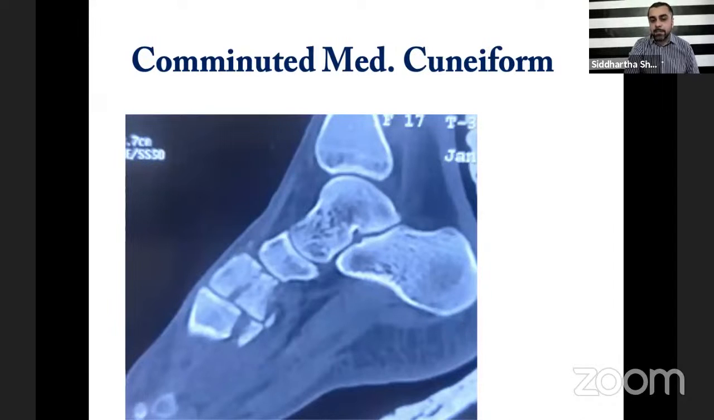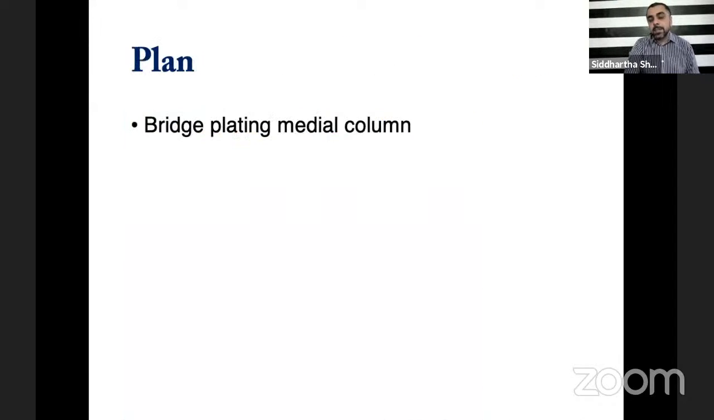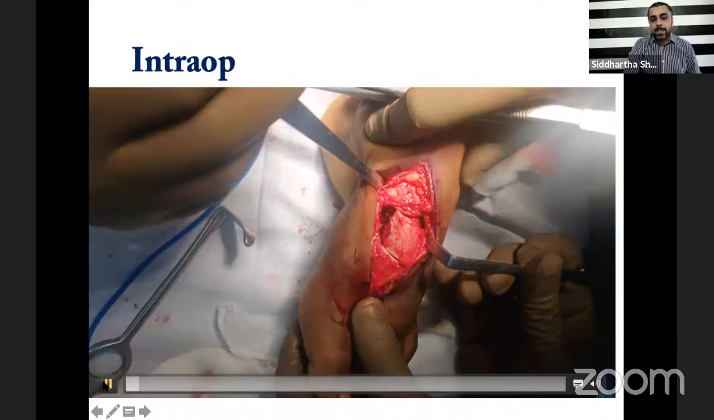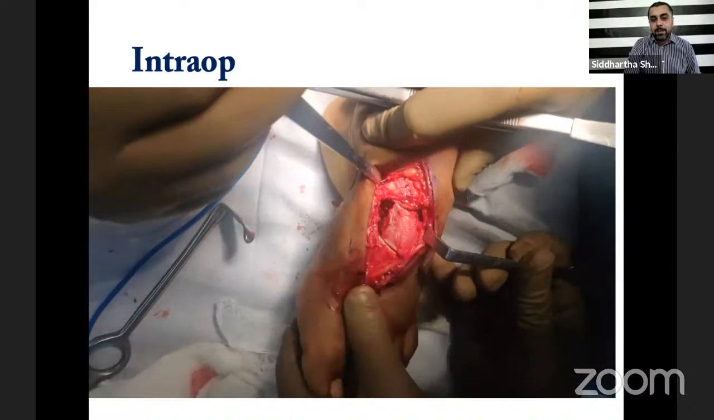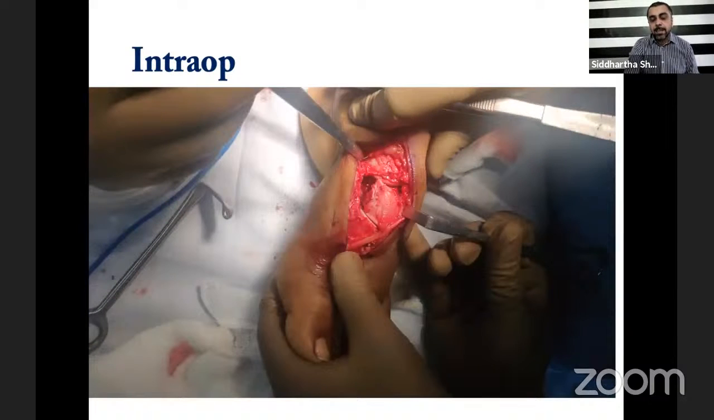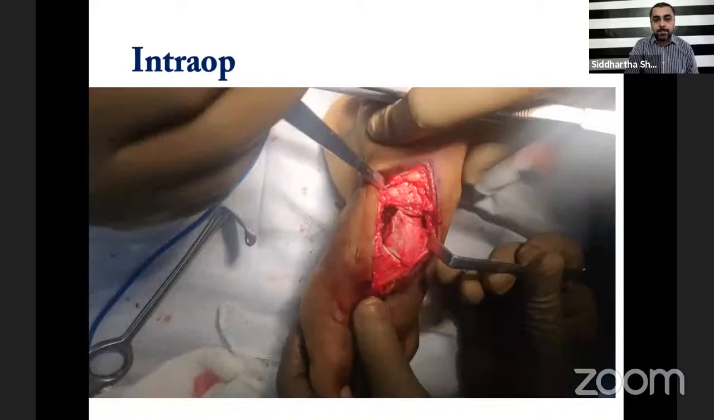And mind you, this is a very, very unstable injury. Let me show you the intraoperative image in this case. You can see here, even with a very minimal sort of force, the whole medial column is displacing, and that's the kind of instability in this case.